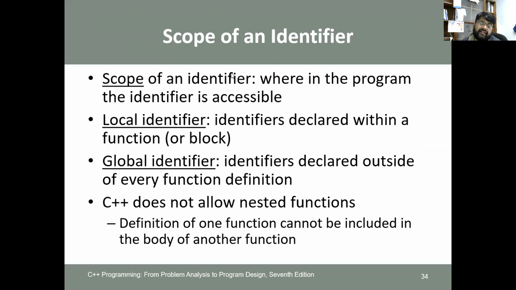On the other hand, a global identifier is something that is declared outside of every function definition and is accessible to every function and to every block within those functions. So you can use them anywhere in the code you want. Those are what we call the global identifiers. Remember that C++ does not allow nested functions. What do I mean by nested functions? One function inside another function. So you cannot define one function inside the body of another function.